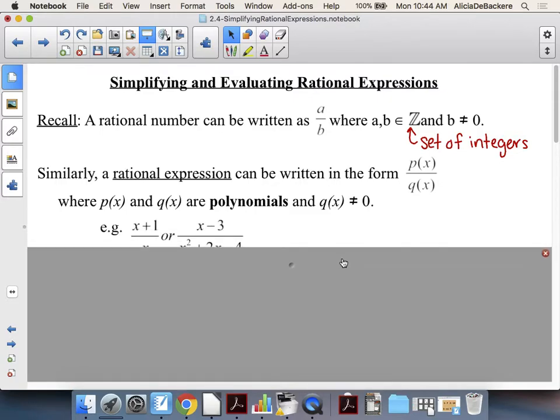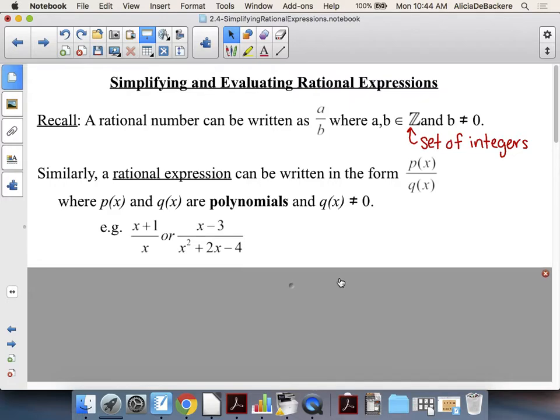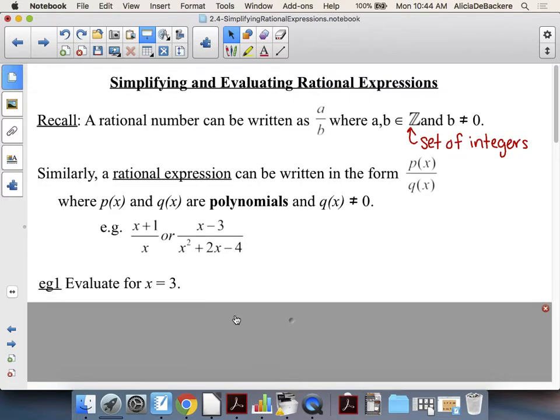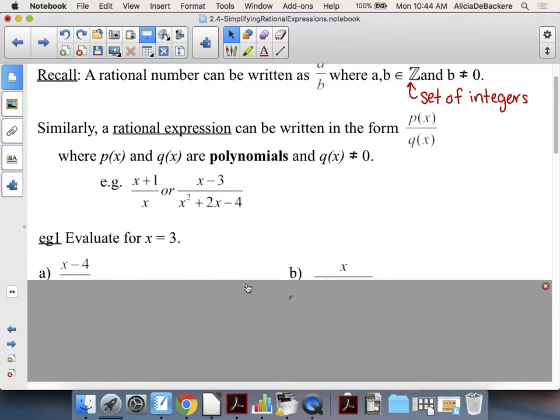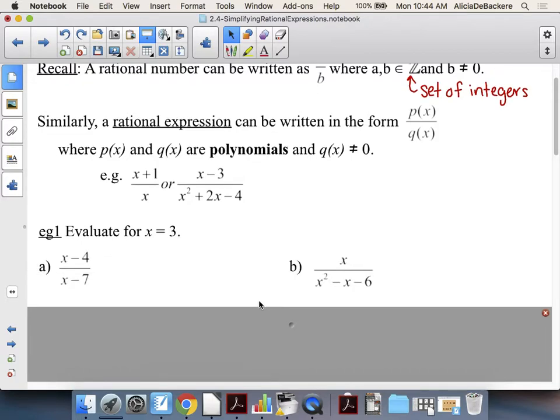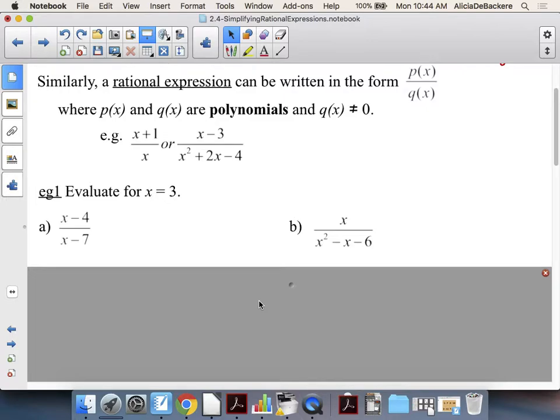So we'll take a look at an example here. Here are two different rational expressions. x plus 1 over x, that's a rational expression. Or x minus 3 over x squared plus 2x minus 4, that's another rational expression. So I'm going to evaluate both of those two different rational expressions for x equals 3. So just making sure that we can substitute this in and simplify it numerically. So if I'm evaluating for x equals 3, that means I'm replacing each of the x's with 3's.